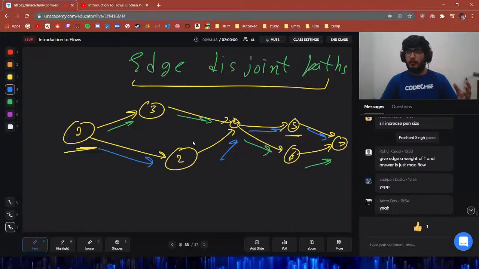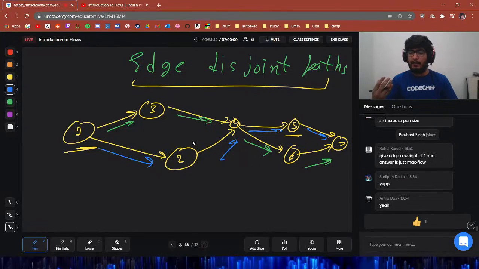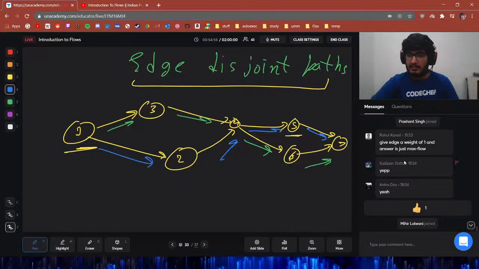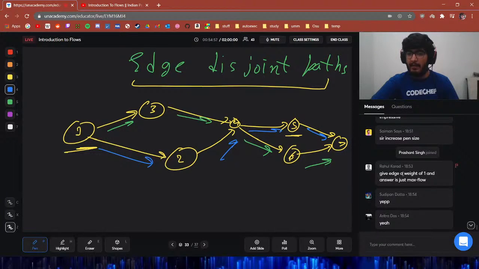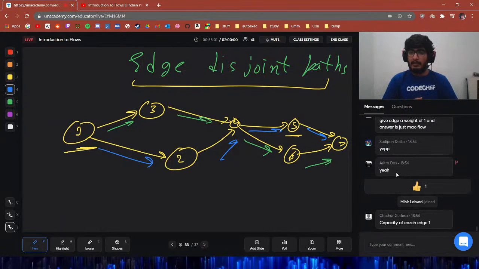Here the question of how to model this as a flow problem is really easy, but this is a precursor to the next problem that I'm going to cover, right? So if you do know how to convert this into a flow problem, just type it in the chat. I think someone has already typed it. Give each edge a weight of 1 and the answer is just max flow. Yeah, that is the answer.